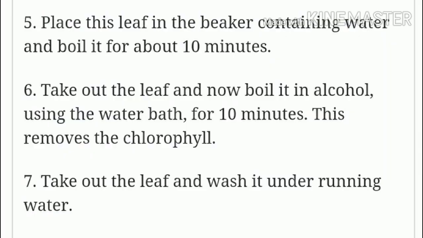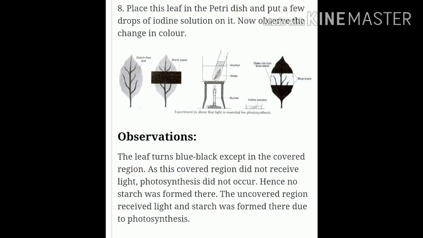Fifth, place this leaf in a beaker containing water and boil it for about 10 minutes. Sixth, take out the leaf and now boil it in alcohol using a water bath for about 10 minutes. This removes chlorophyll. Finally, take out the leaf and wash it under running water. Now place this leaf in a petri dish and put a few drops of iodine solution on it and observe the change in color. I'm sure you all remember that the iodine test is the test conducted to find out the presence of starch.